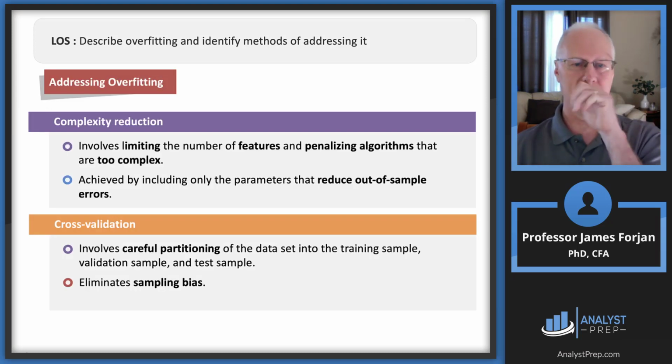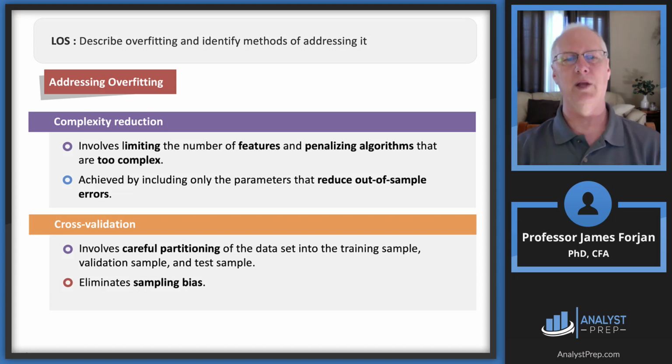All right, so how do we solve the problem of overfitting? Two ways here. Complexity reduction, limiting the number of features and penalizing algorithms that are too complex. That makes sense. And then cross-validation, carefully partitioning the data into a training sample, a validation sample, and a test sample. That wipes out the sampling bias.